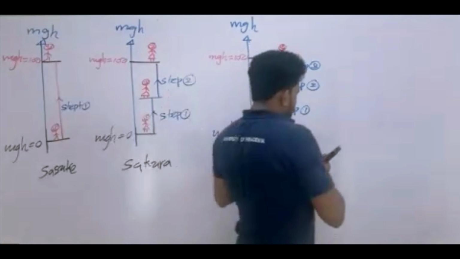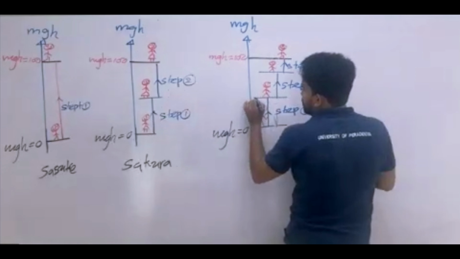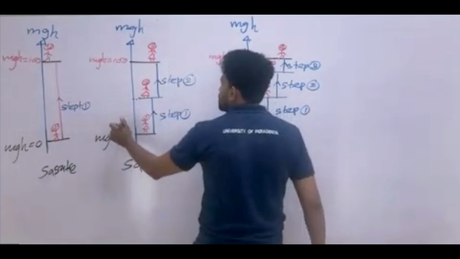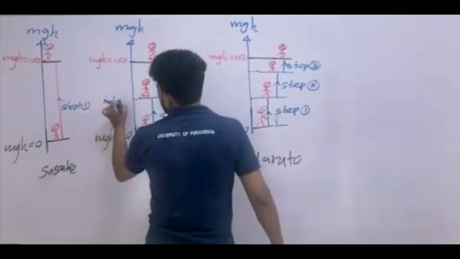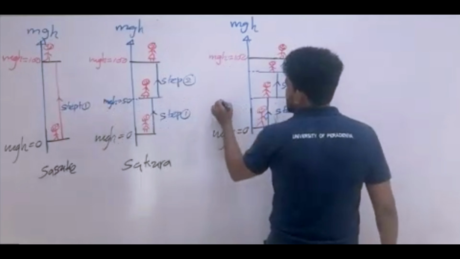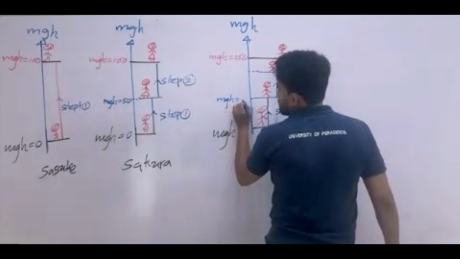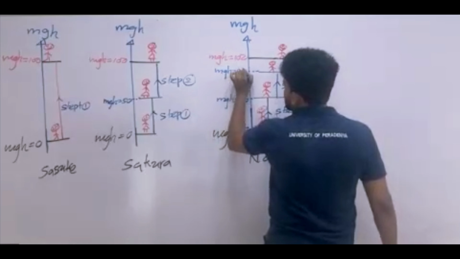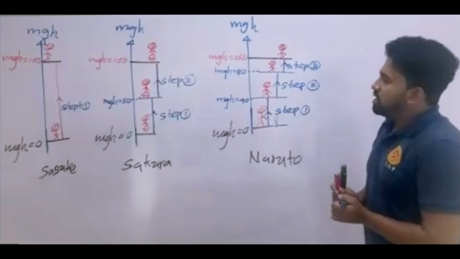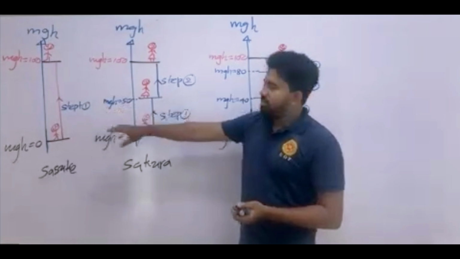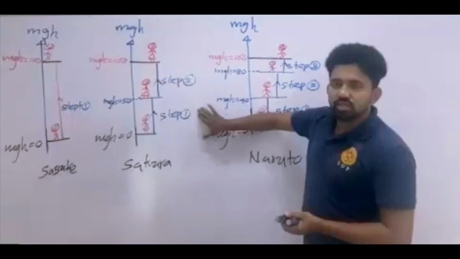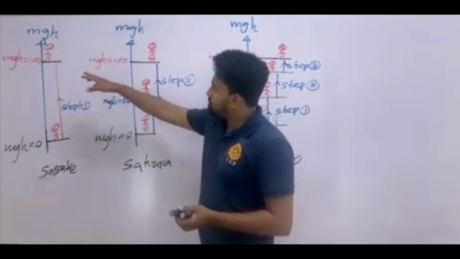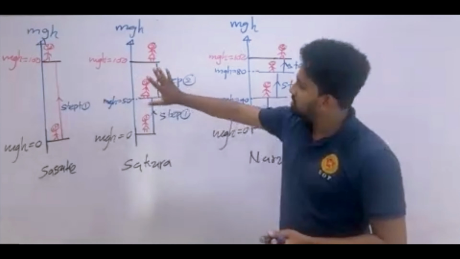Now let's put the value of the potential energies in each step. So here 0, and here MGH equal to 50, and here MGH equal to 40, and MGH equal to 80, likewise. The first person uses 1 step, the second person takes 2 steps, the third person takes 3 steps to climb to the position where MGH is equal to 100, right?